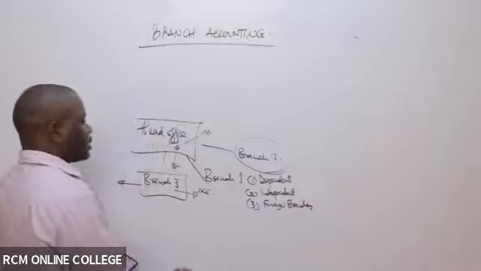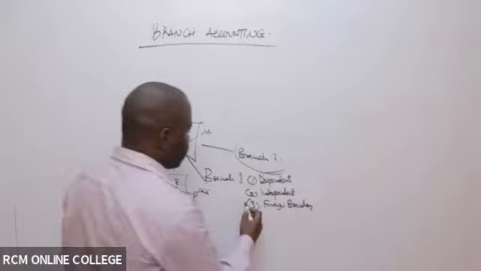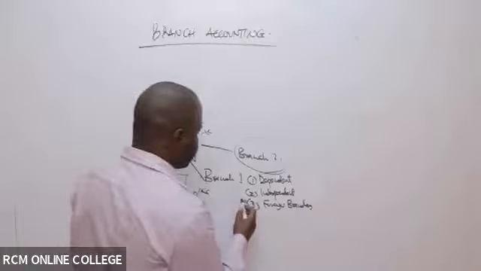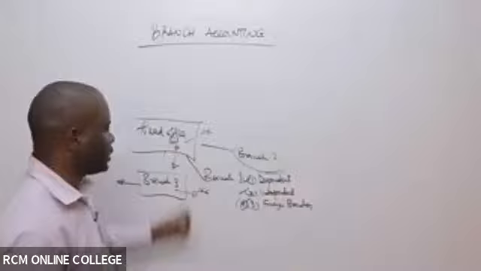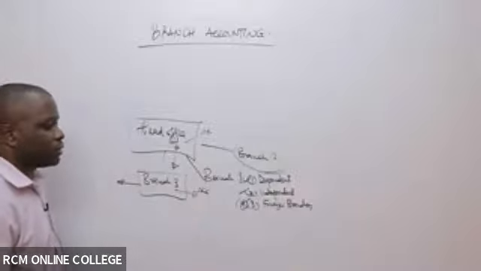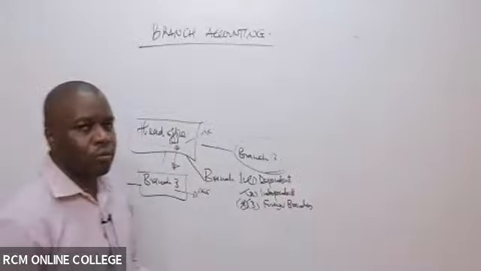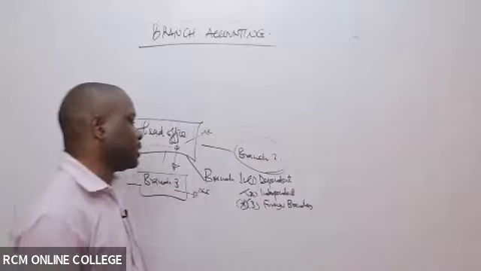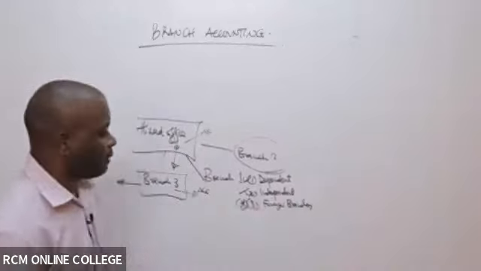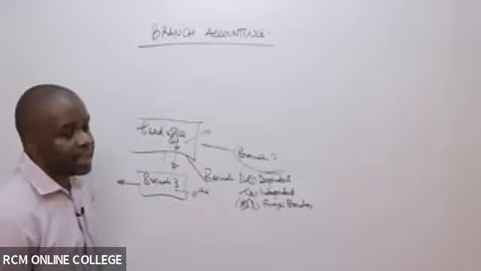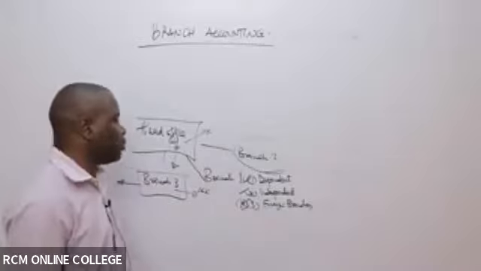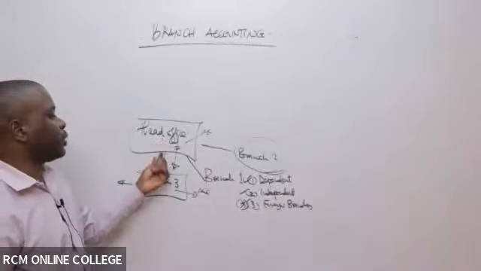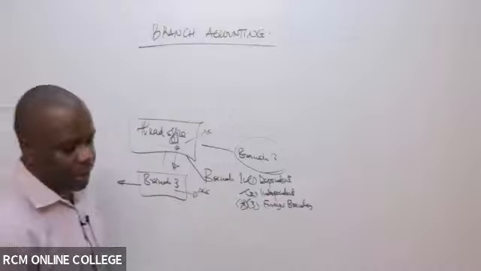In this case, our syllabus calls upon us to focus on these ones, and we'll focus on how you account for them. When you talk about dependent branches, they depend on the head office in terms of, for example, supply of goods. So they're not completely independent in terms of their activities. Independent branches can set up their own accounting function. They can source their goods independently without having to rely upon the head office to make the supplies of goods.